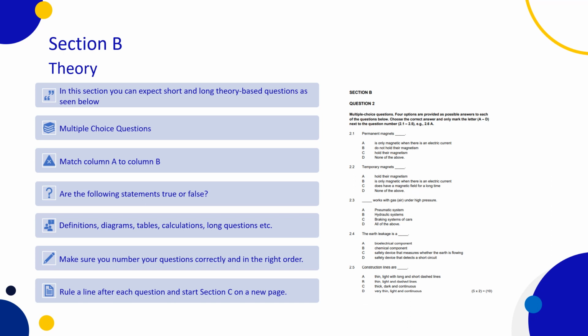So if you are answering question 2.1, ensure that you have written clearly on your folio paper or on your answer sheet 2.1 followed by the answer, whether it is a true or false question or multiple choice question. Then again, rule a line after you have finished section B and begin section C on a brand new page.